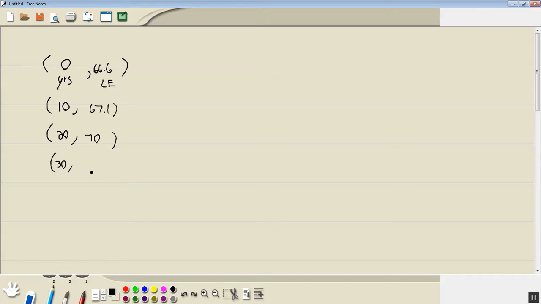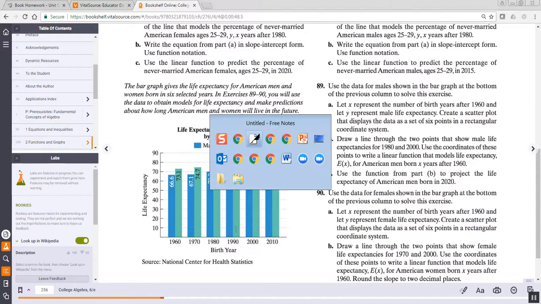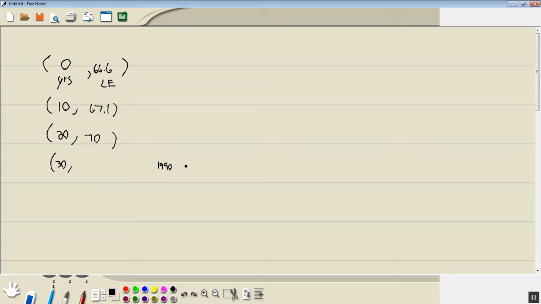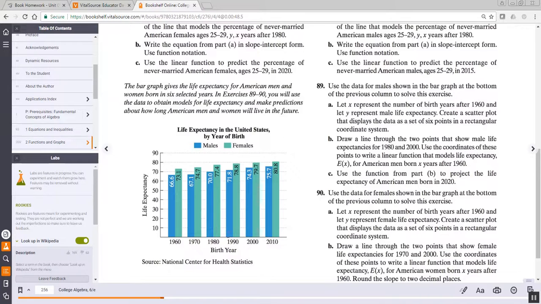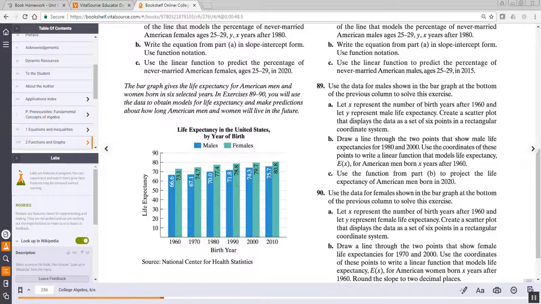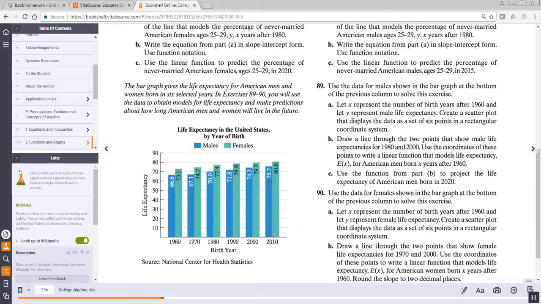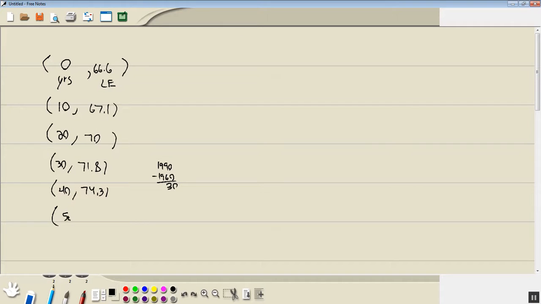But okay. Now, just to reiterate where that 30 is coming from, you just take the year minus 1960. So this is 1990 minus 1960, and that gives us 30. And the blue bar goes to 71.8. 2000 minus 1960 is 40, and it goes up to 74.3. And I'm assuming this is 50, but let's see. 2010 minus 1960 is 50, and 75.7.